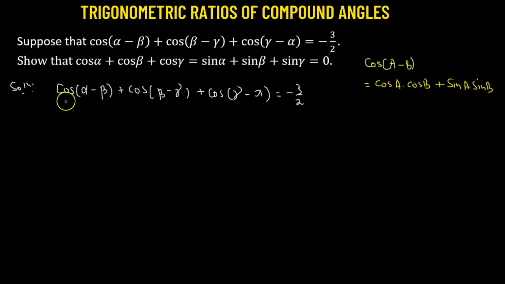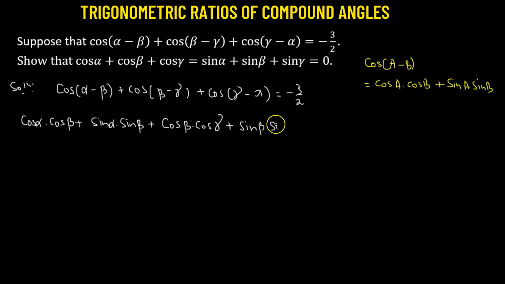So let's do that. When we expand cosine of alpha minus beta, we're going to get cosine of alpha times cosine of beta plus sine of alpha multiplied by sine of beta. Plus we can expand cosine of beta minus gamma to get cosine of beta times cosine of gamma plus sine beta times sine gamma. Coming to the third term, cosine of gamma minus alpha will become cosine gamma times cosine alpha plus sine gamma multiplied by sine alpha. This is equal to negative 3 over 2.